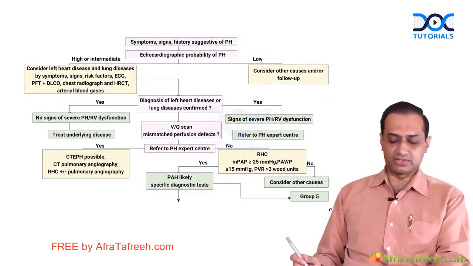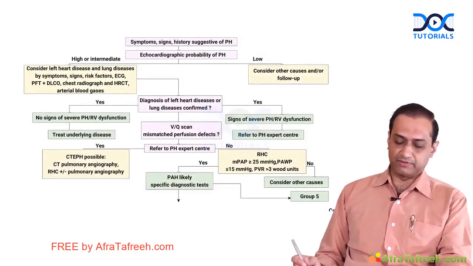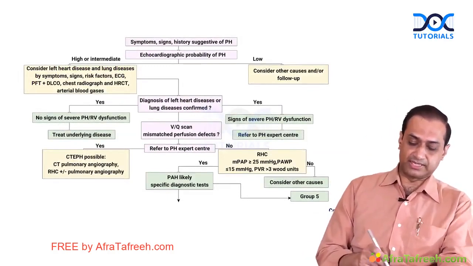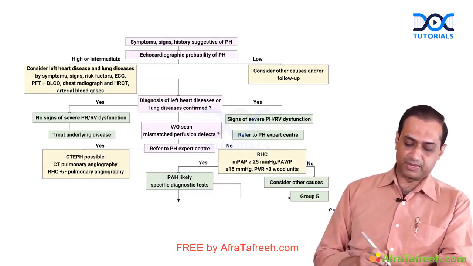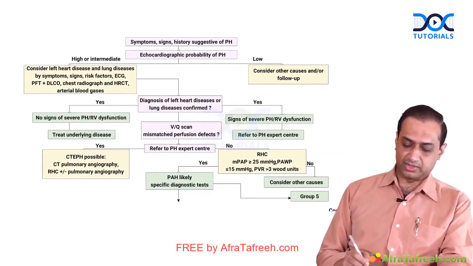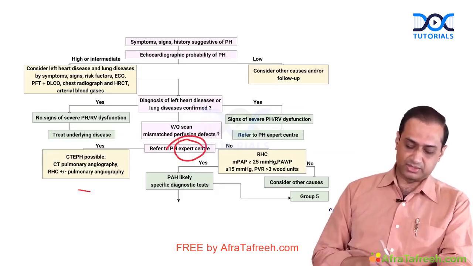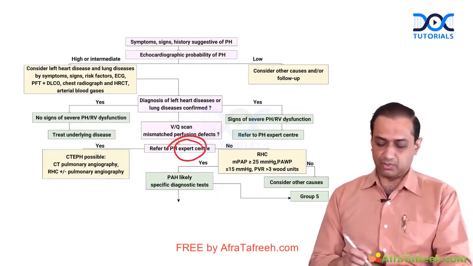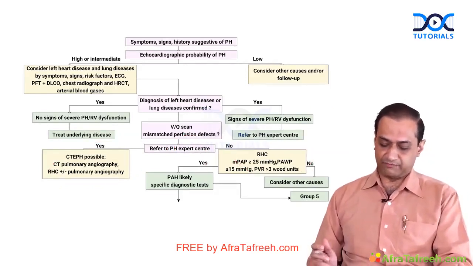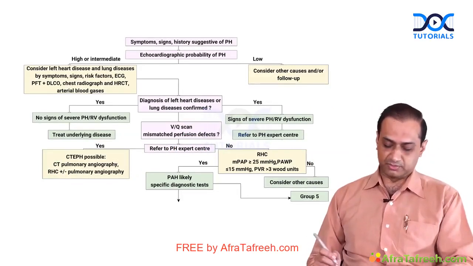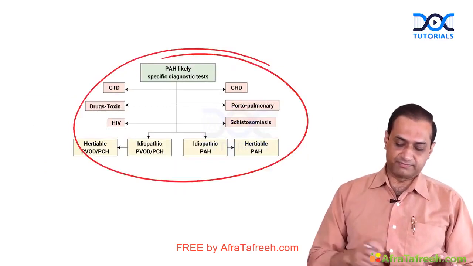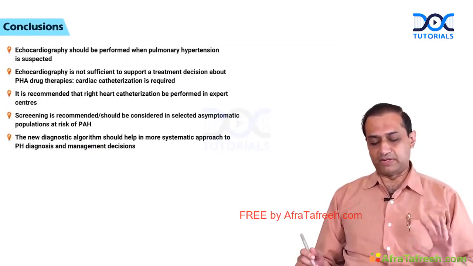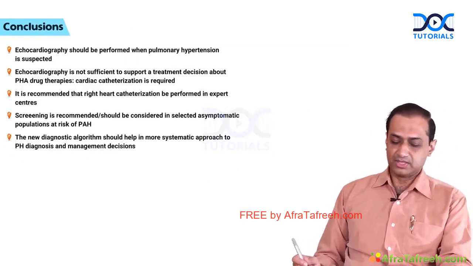Once a patient has symptoms, signs and history of PAH and the echocardiographic probability of PH is high, you do a left heart cath. Then look at lung disease: symptoms, signs, risk factors, ECG, PFT, DLCO, chest X-ray, HRCT. If disease of the left heart and lung is confirmed and there are no signs of severe PH or RV dysfunction, you can treat the underlying cause. On VQ scan, if there is a mismatch, you send to the PH center to rule out CTEPH. Then if required you can do a right heart cath: when mean pressure is more than 25, wedge pressure is less than 15 and PVR is more than 3, PH is likely, and then you rule out the other disorders which we have discussed above.